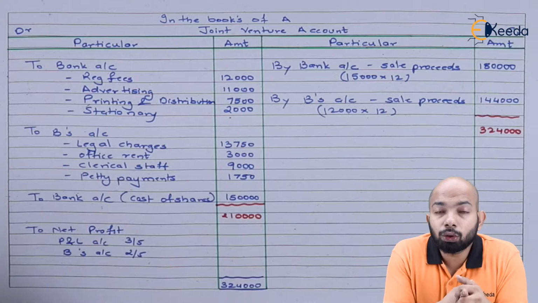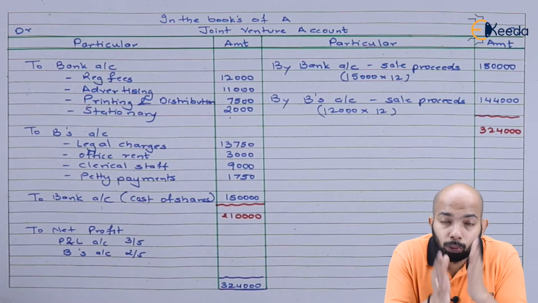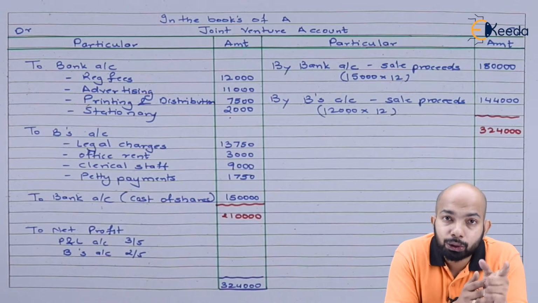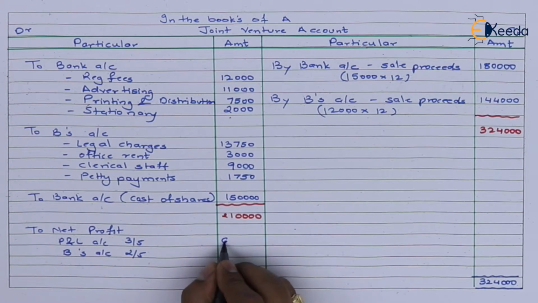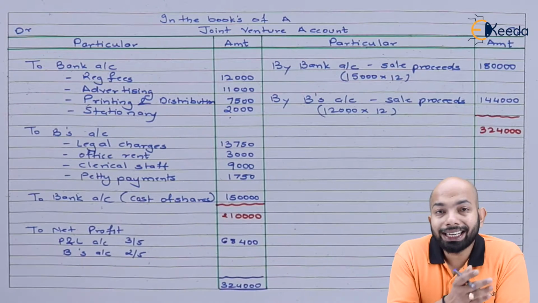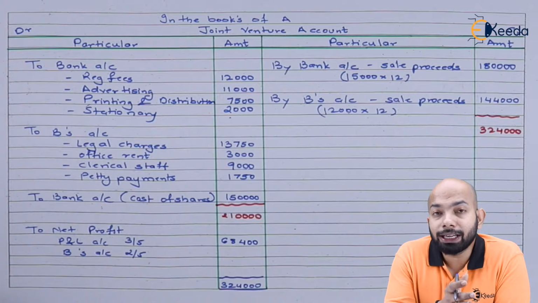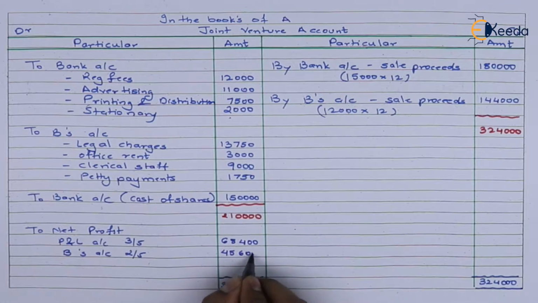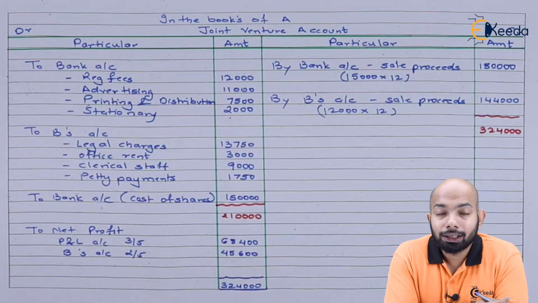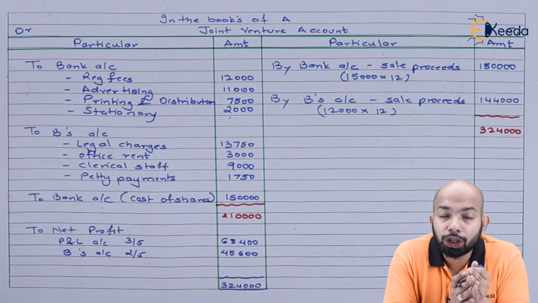So now that we have figured out the total balance, 1,14,000 is the profit here. Now 1,14,000 has to be segregated in the ratio of 3:2. So let's figure out how much is for A and how much is for B. So for A, 3/5 of 1,14,000 is 68,400, and for B, 2/5 of 1,14,000 is 45,600.